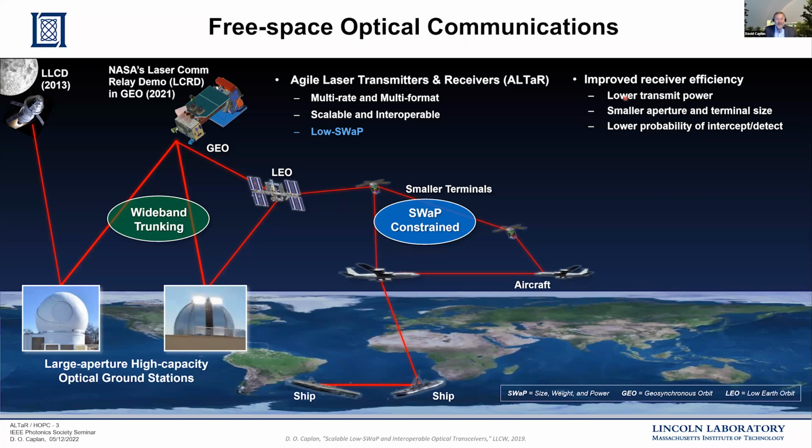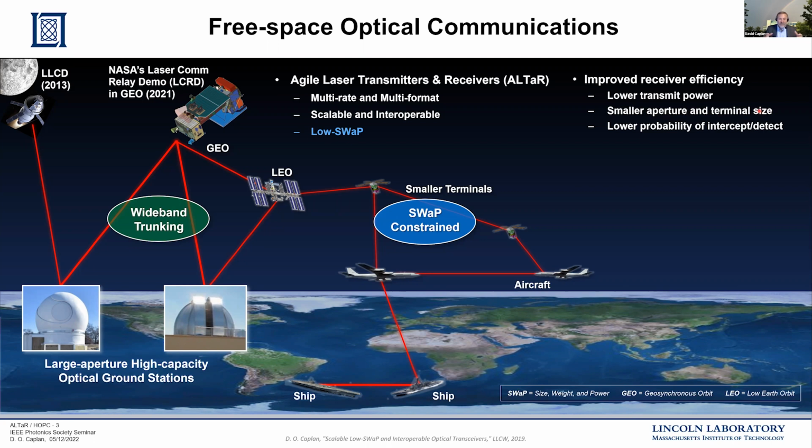And so if you can get a 2 or 3 dB improvement in sensitivity, that's 2 or 3 dB less power you need to transmit. And this is often a driver of the overall size, weight, and power, or SWaP, of the lasercom payload. Alternatively, you can use improvements in receiver sensitivity to use smaller aperture and effectively terminal sizes.